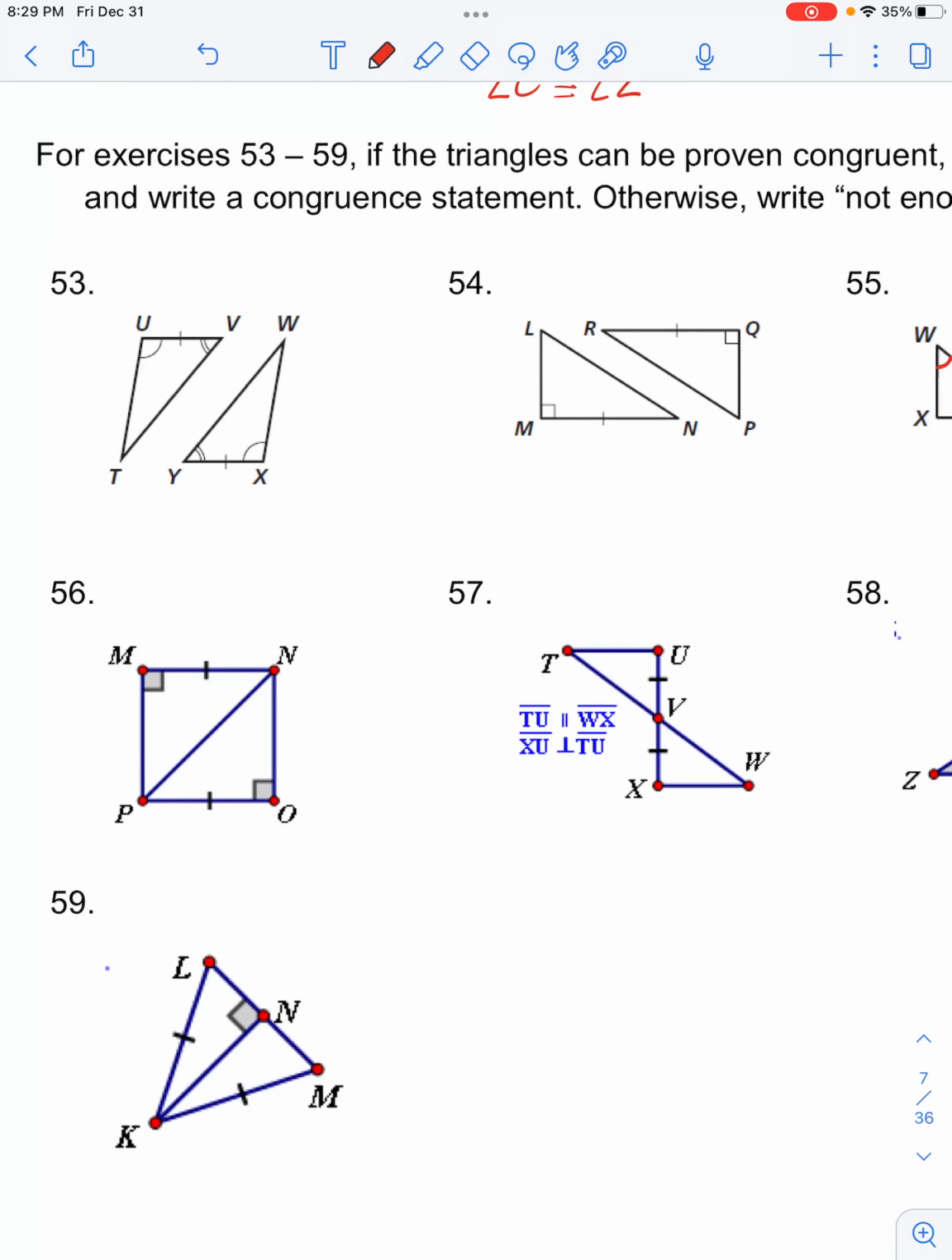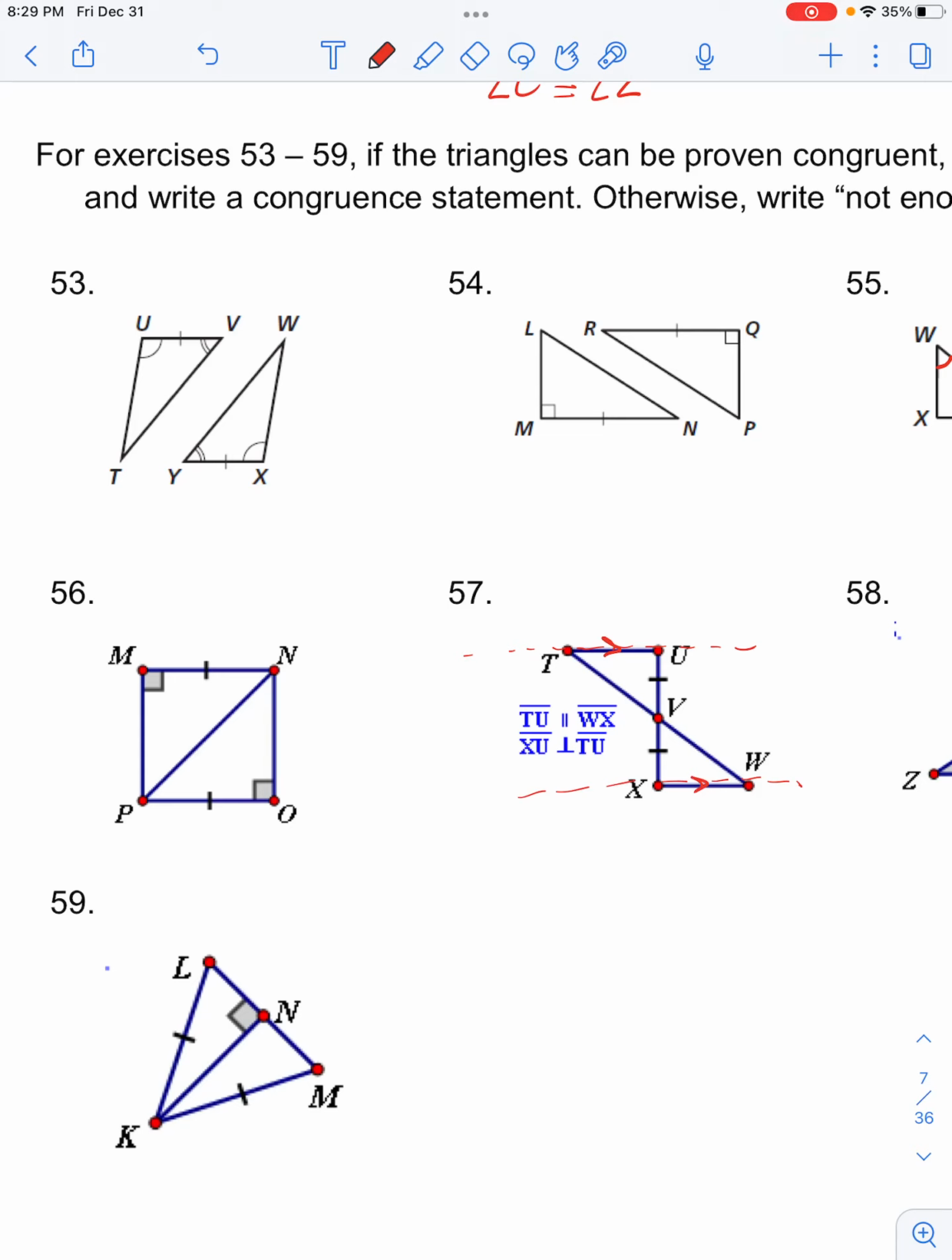Number 57 in your classwork for congruent triangles asks you to prove whether the triangles are congruent and by which rule. So here we have a fun one. We have that segment TU. So this line formed by TU is parallel to the line formed by WX. So these two segments are parallel.